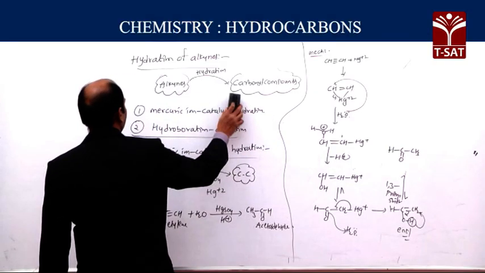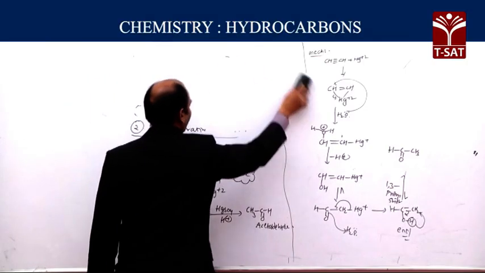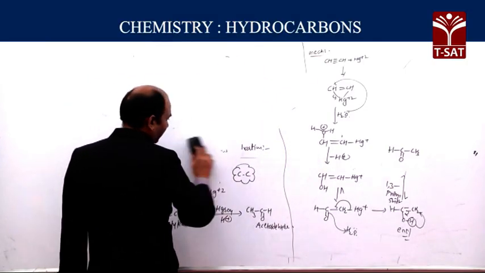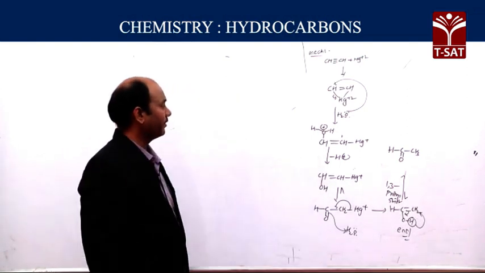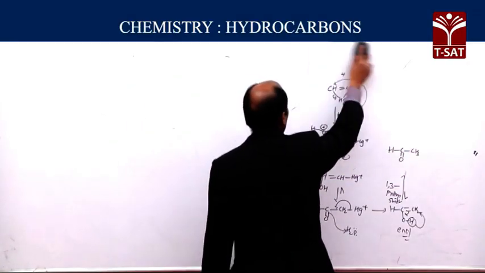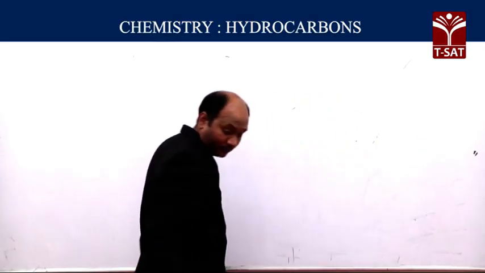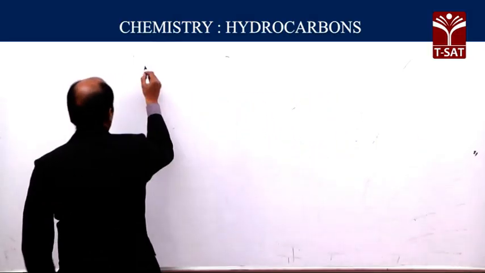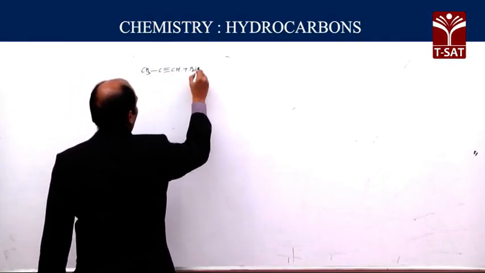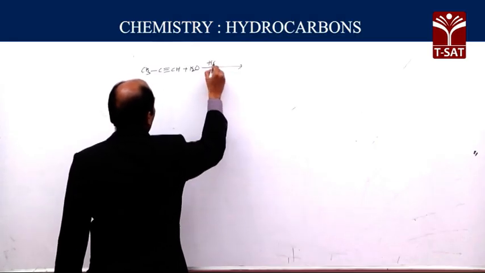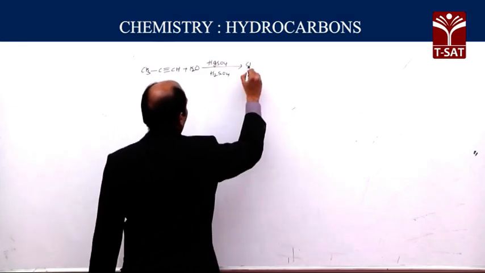So, let us discuss some more examples in mercuric ion catalyzed hydration. First of all, acetylene is treated with water in the presence of H2SO4 and HgSO4, and it is converted into acetaldehyde. This is the mechanism. Right after this, now some more examples regarding this hydration reaction. See, CH3 C triple bond CH plus H2O in the presence of HgSO4 and H2SO4.